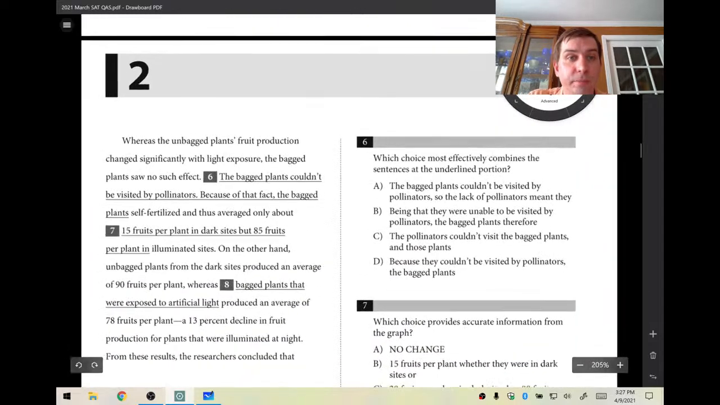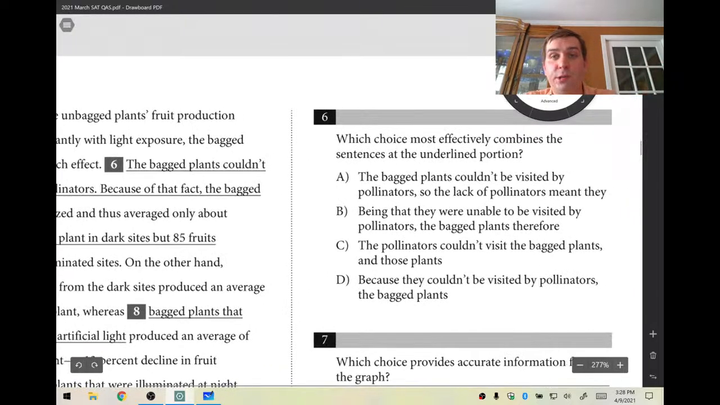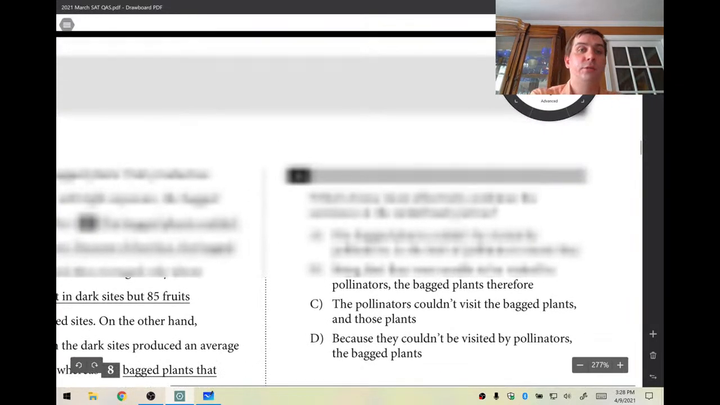So let me read the two sentences, and then we will figure out how to combine them. The bagged plants couldn't be visited by pollinators. Because of that fact, the bagged plants self-fertilize and thus averaged only about 15 fruits per plant in dark sites, but 85 fruits per plant in illuminated sites. All right, so we're combining those two sentences. And for this type of question, I like to do this strategy.